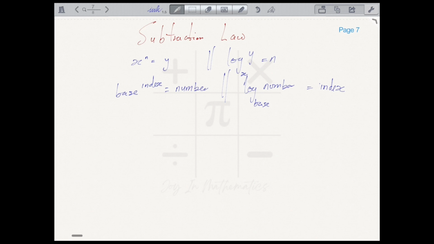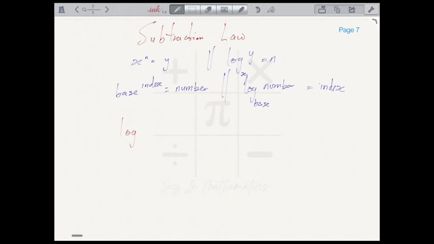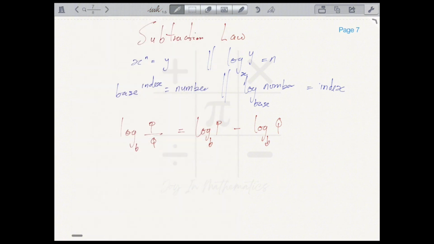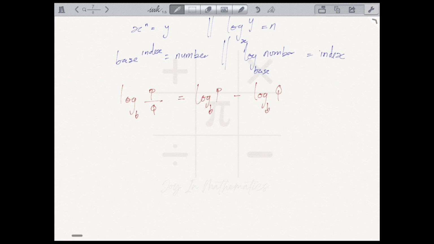Now, the subtraction law states that log of p over q to base b is equal to log of p to base b minus log of q to base b. Now, a division here and a subtraction here. That is why it is called the subtraction law. Now, let's take a quick look at how we arrived at this.